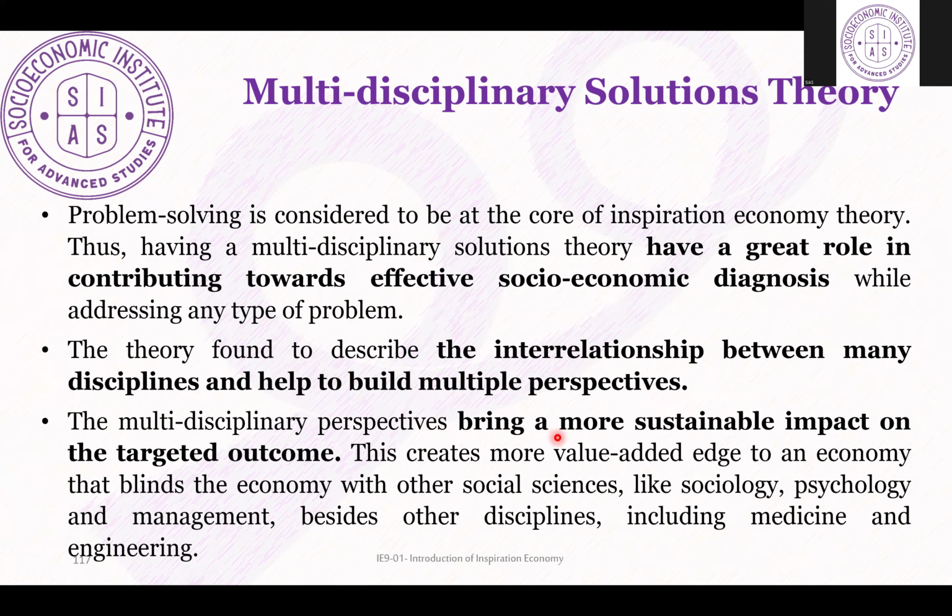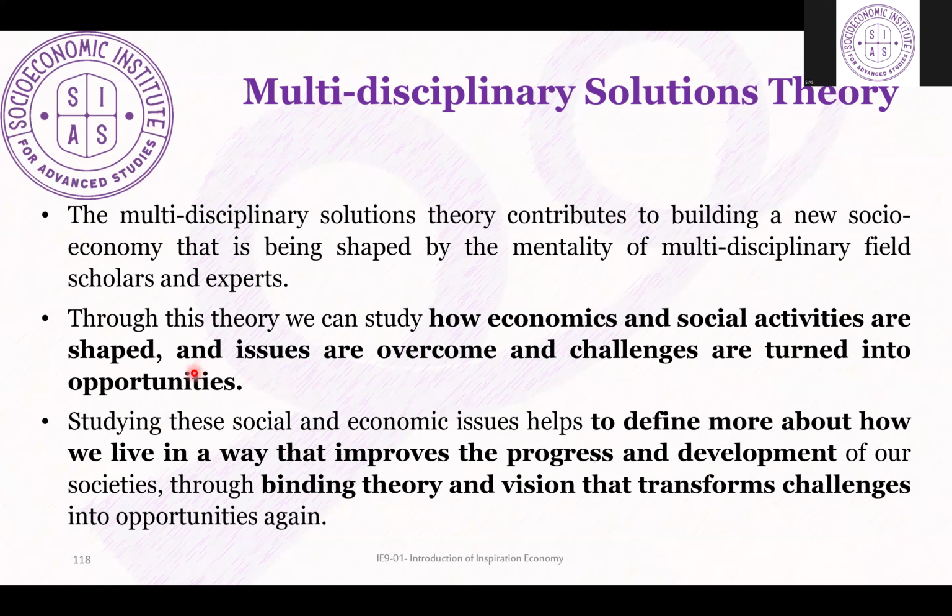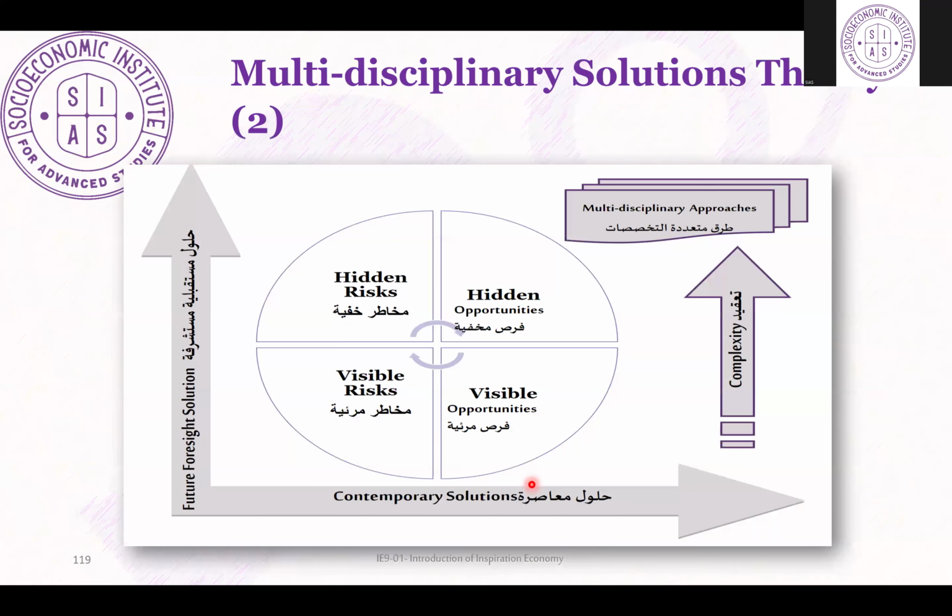Through this theory, we can also understand how economics and social activities are shaped and how these issues are overcome, and these challenges are turned into solutions and opportunities through seeing things from different perspectives, utilizing minimum materialistic resources and optimizing the other natural, social, and physical resources. This theory helps us to define more about how we live in a way that improves our progress and development. And it is through this theory we can visualize and transform the challenges into opportunities again.